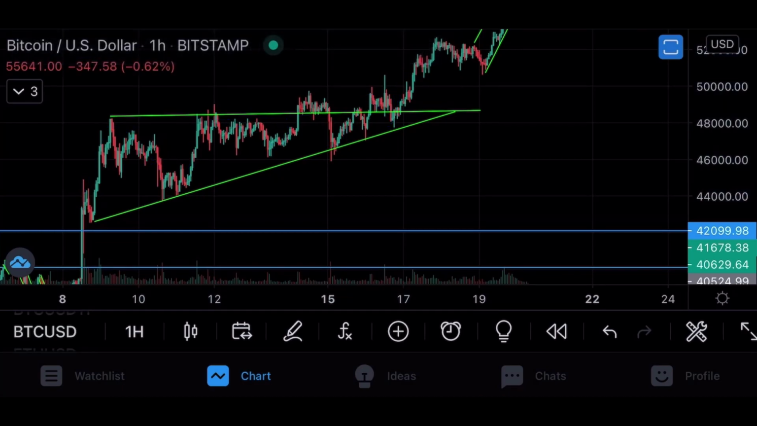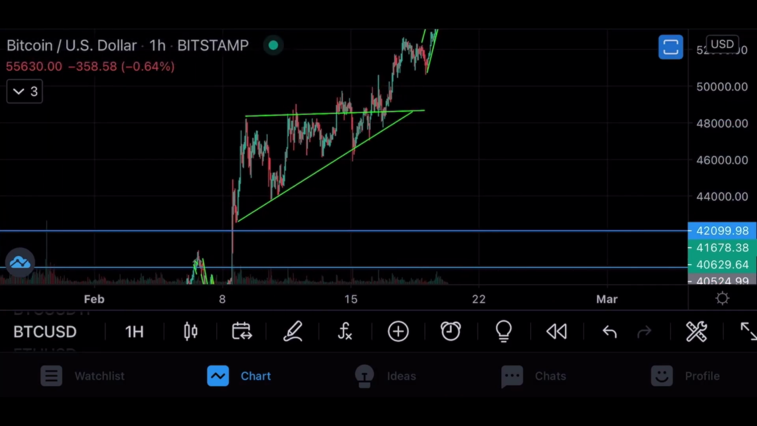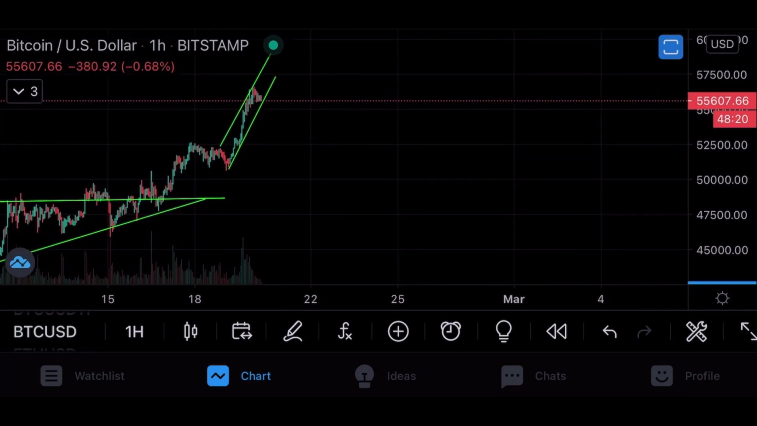So that's what's called price consolidation within a triangle. This specific pattern is an ascending triangle. Ascending basically means the top line is mostly flat, and this bottom line right here is rising or ascending. So as you can see, like I said, we are just in this crazy rising wedge.